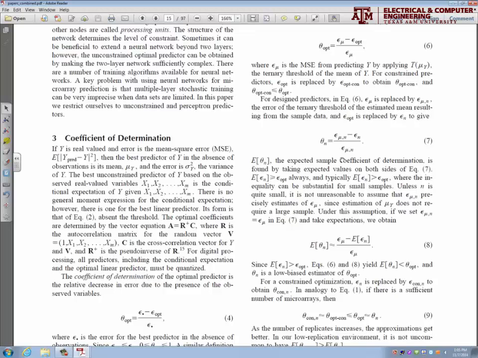But anyway, this is a neural network, and here there's a diagram showing how you could use a neural network to approximate a function. See, here he says that a key problem with using neural networks for microarray prediction is that multilayer stochastic training can be very imprecise when data sets are limited. And in this paper, we restrict ourselves to unconstrained perceptron predictors.